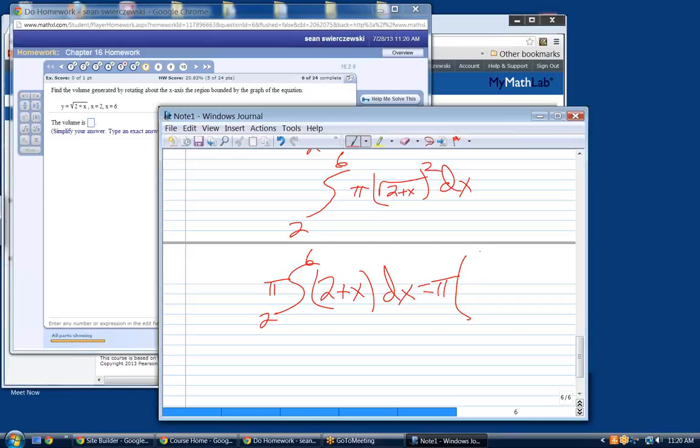So what's the antiderivative of 2 plus x? 2x plus x squared over 2. In other words, always add 1 to the exponent and then divide by the new exponent. We're evaluating this from 2 to 6.